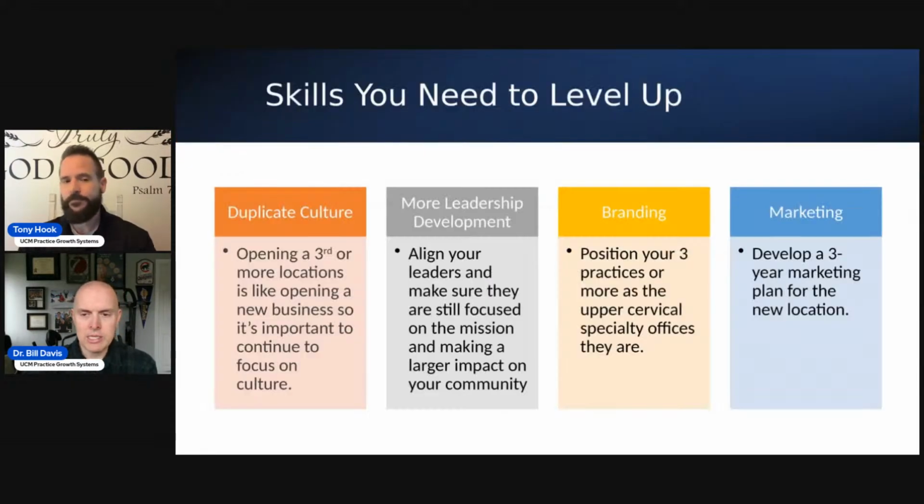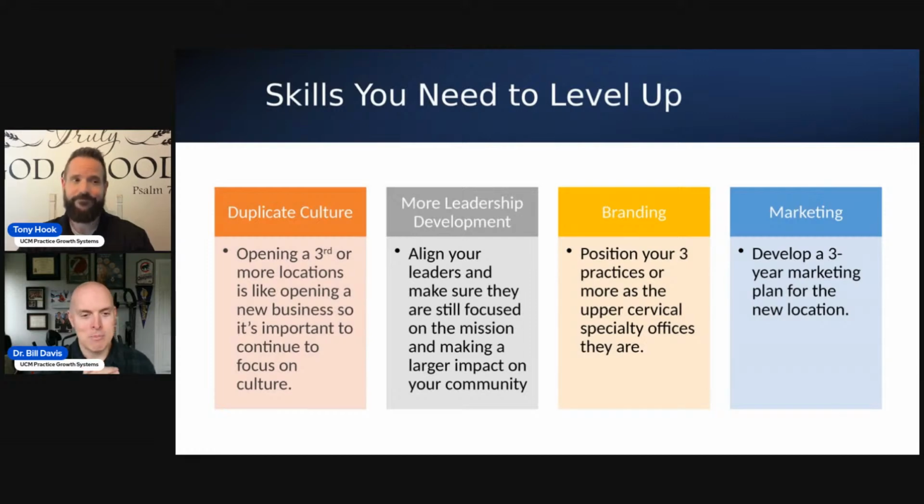And so skills you need to level up. There's a lot of duplicating that culture. Once you get that going, when you do it well in a second location, you just have to rinse and repeat. You've got to do the third location in a very similar way that you did the second one, right? If you have a second location that is successful, do the things that made it successful in the third location.